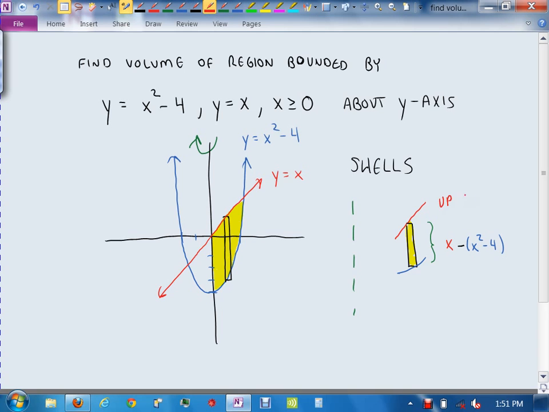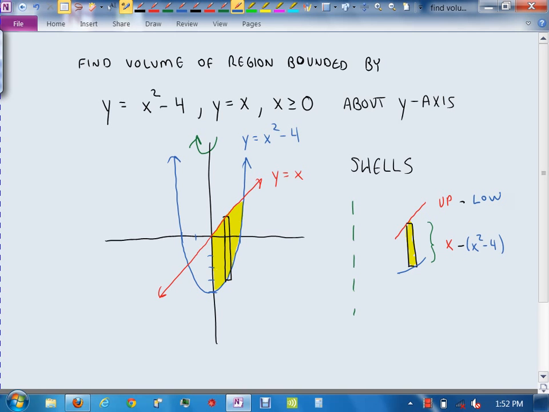Does that make sense to everyone? Any questions? That's the upper minus the lower is my height. What else are we going to need? 2 pi x is going to go in my integral, but I also need to know a and b, right? I need a and b.